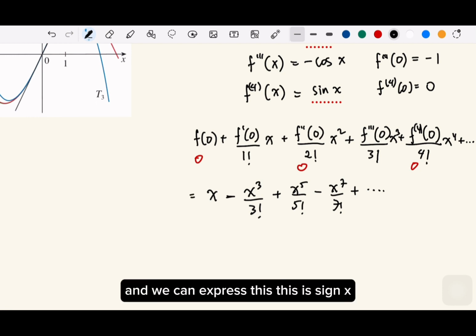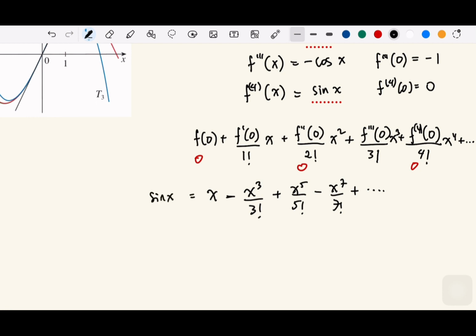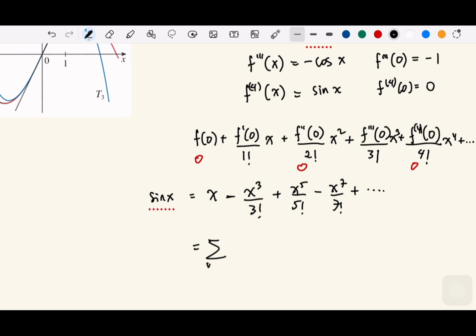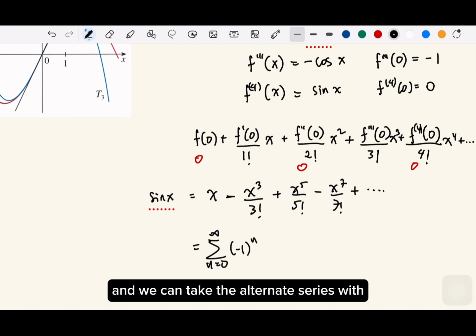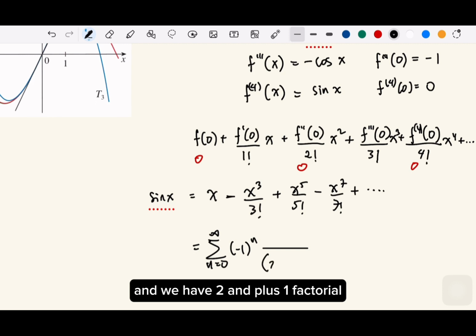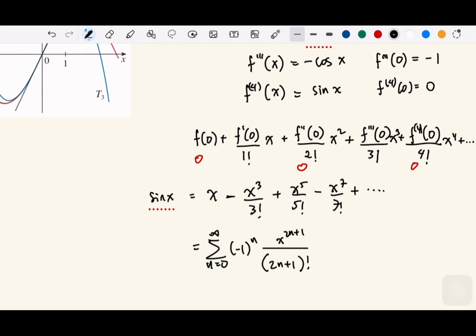And we can express this, so this is sine x, which will be equal to the sum, and we can take the alternating series with (-1) to the n like that, and we have (2n plus 1) factorial, and then x to the 2n plus 1, an odd number, right?